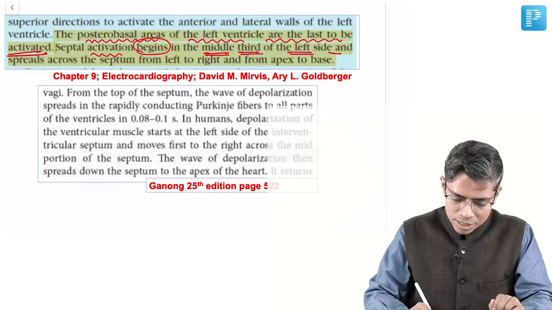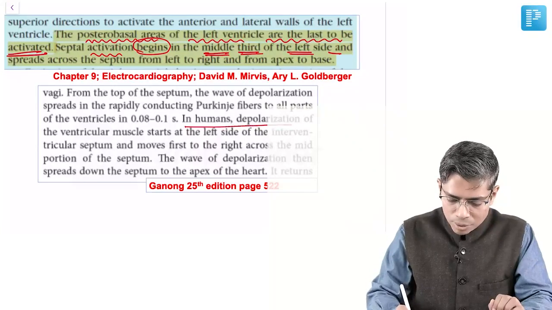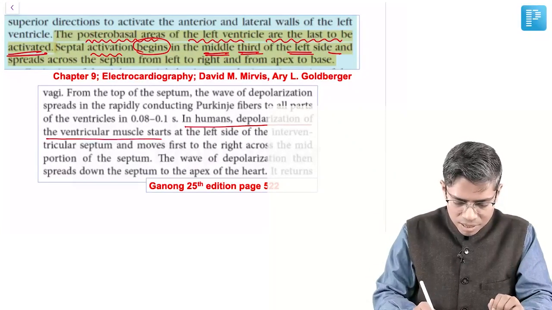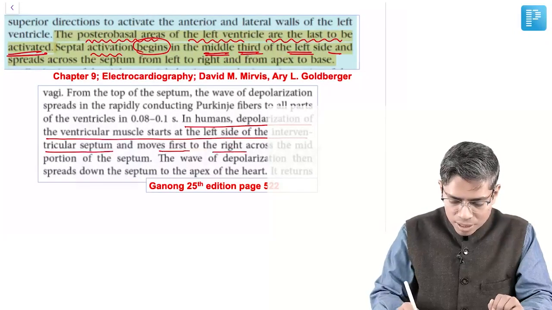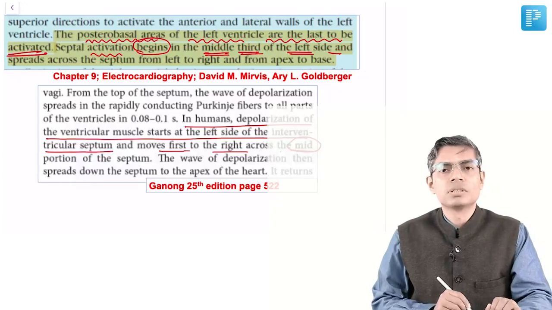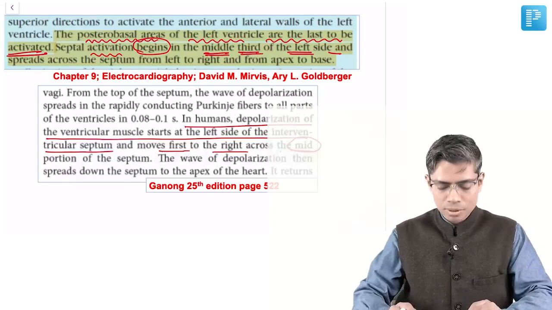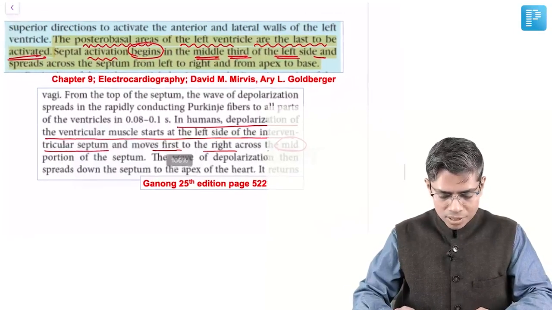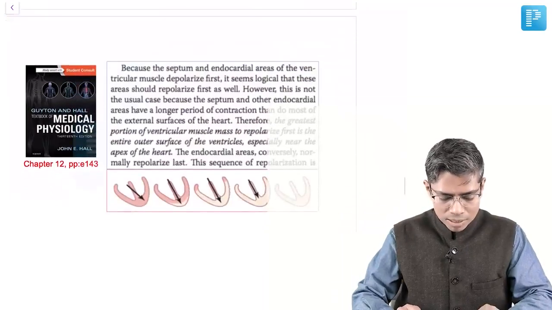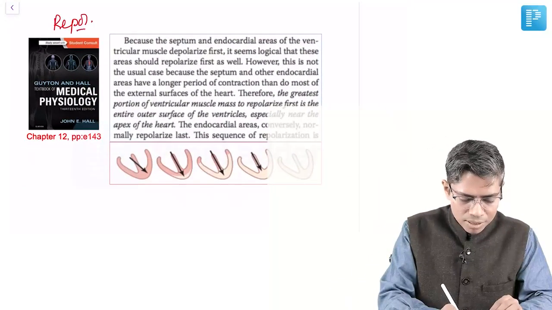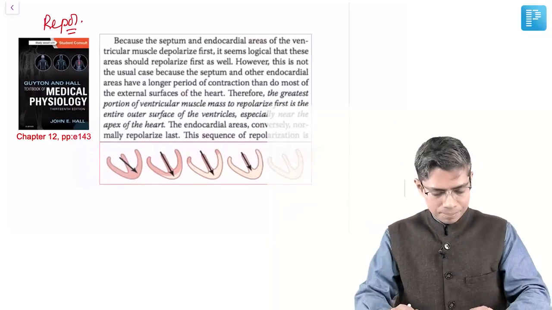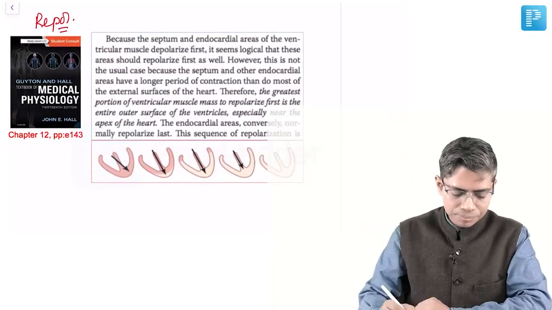And Ganong is also saying the same thing. In humans, depolarization of the ventricular muscle starts at the left side of the interventricular septum and moves first to the right across the mid portion of the septum. So please don't get confused here. Try to understand this. And now you look at the repolarization. I told you that the repolarization direction is a little different. Okay, so what is Guyton saying?